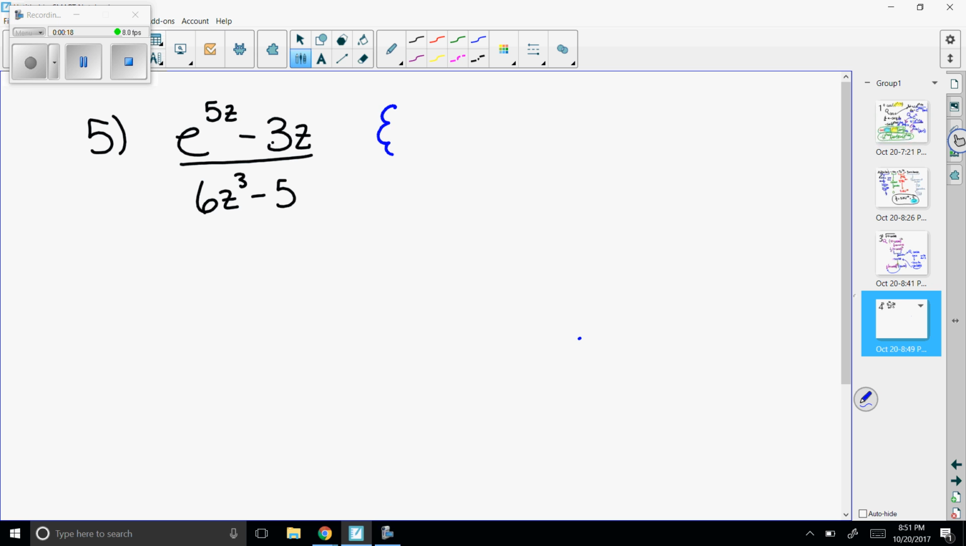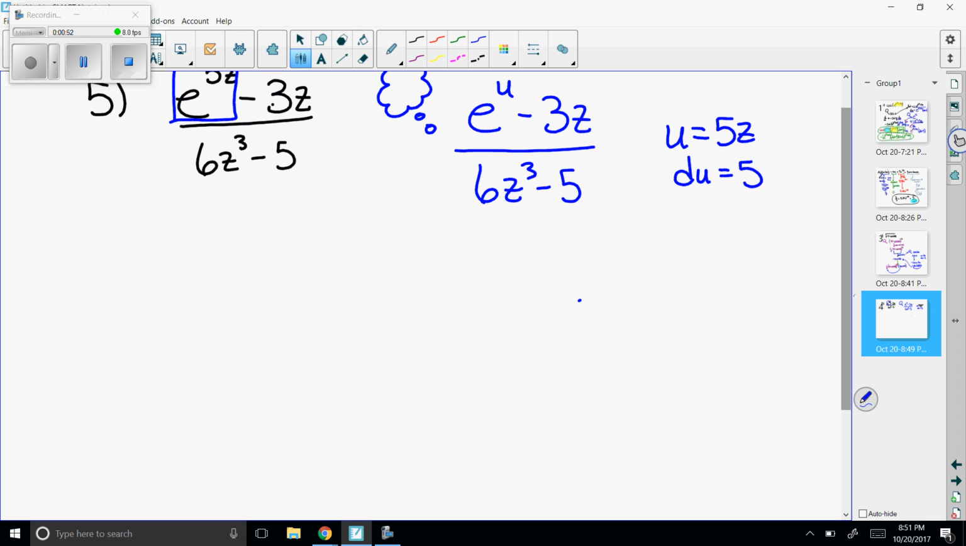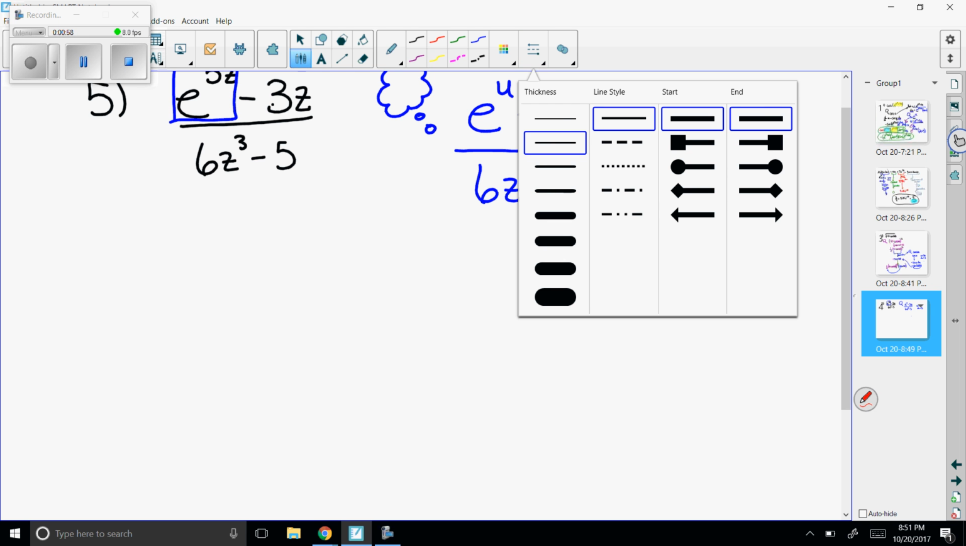What we want to do with this one is our thought bubble now is that I have this complicated e to the 5z power. That's what we're going to let be the u part using the chain rule. So we need to think of it as e to the u minus 3z, and that is over 6z cubed minus 5, where u is equal to 5z and du happens to be equal to 5. So let's go back and try this.